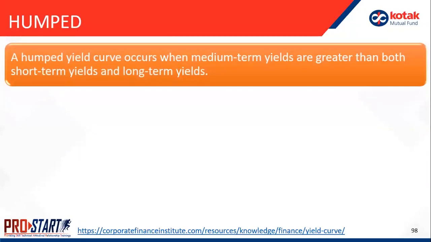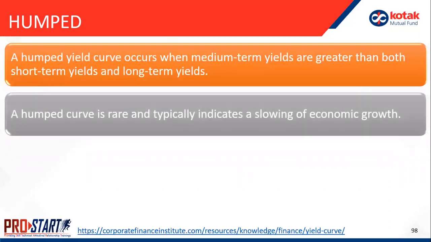A humped yield curve occurs when the medium term yields are greater than both the short term and the long term yields. Hence, you see the hump or the higher interest rates in between. The medium term yields are higher than the short term yields, and they are also higher than the long term yields. That is how the hump gets created. A humped curve is rare and typically indicates a slowing of economic growth.